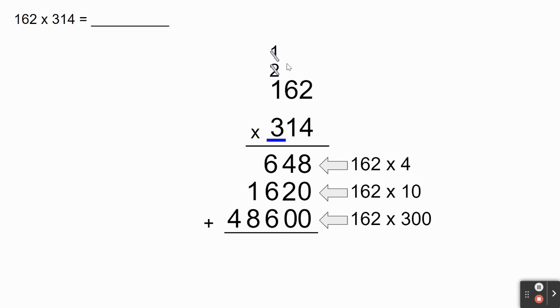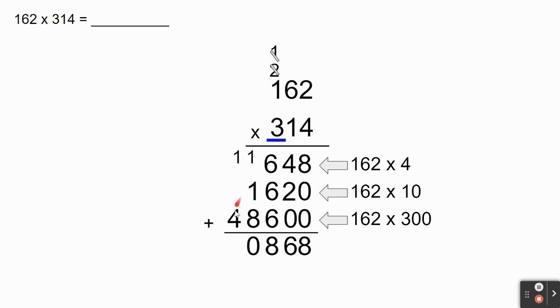Now we can add all these products together to get our final product. Starting with the ones place, 8 plus 0 is 8. In the tens place, 4 plus 2 plus 0 is 6. In the hundreds place, 6 plus 6 is 12, plus 6 is 18. So we'll place an 8 in the hundreds and regroup the 1 to the thousands place. In the thousands, we have 1 plus 1 is 2, plus 8 is 10. So place a 0 in the thousands and regroup the 1 to the 10,000s.